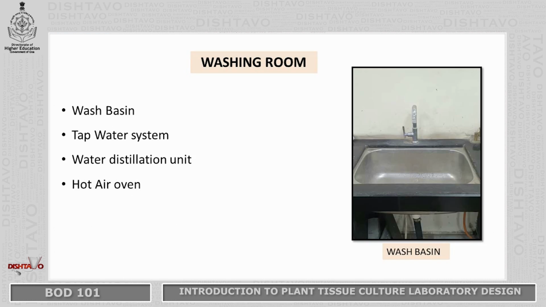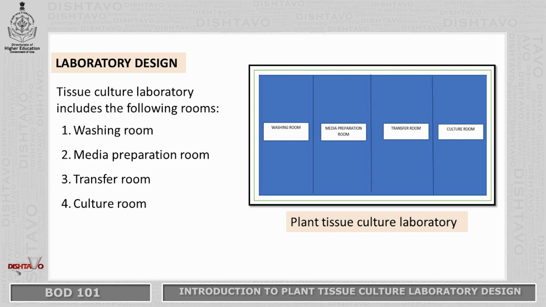So let's go ahead with the design of plant tissue culture laboratory. The tissue culture laboratory includes the following rooms. There are 4 rooms which are involved. First is the washing room, second is the media preparation room, third is the transfer room, and fourth is the culture room.